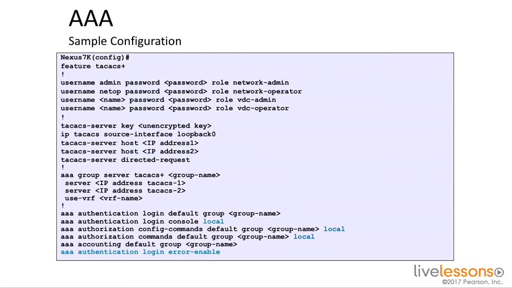The other thing that's important to note is that you always want to use the backup local database on your device. So for instance, if the AAA server isn't able to be accessed, you don't want to be locked out of your device. You want to actually use the local database on the device as a backup. And that is configurable as well in the configuration.